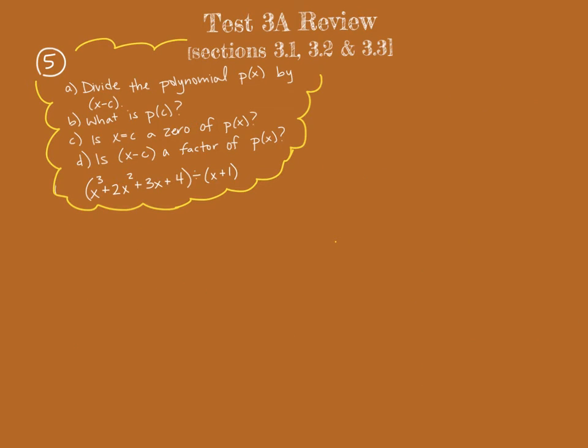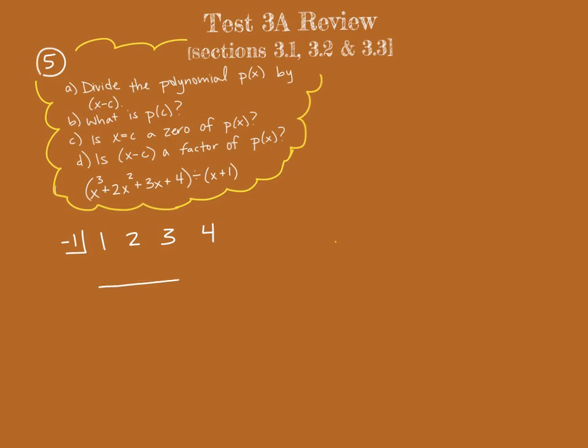Number 5 is similar to number 4, so we're going to start by dividing. Here we want to put -1 in the corner because we're dividing by x plus 1. Basically, we're asking, is -1 a 0 of this polynomial? And we do not skip any terms here. We go from cubic, quadratic, linear, and constant terms. So their coefficients are actually 1, 2, 3, 4.